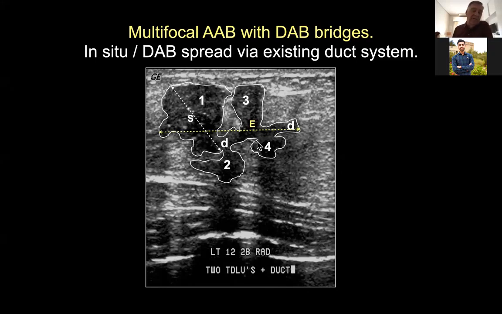All I know is I got 4 enlarged TDLUs that have AABs that could be invasive or DCIS, but I know that I have DCIS components bridging between them. So I know I have a combination, multifocal AAB plus DAB. And again, the extent has to include all the DAB components, not just the index AAB component.